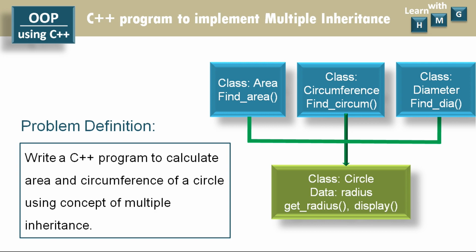So like this, in the derived class, that is circle, the radius will be accepted, and using this radius the area, circumference and the diameter will be found out. So let us write a C++ program to implement this multiple inheritance.